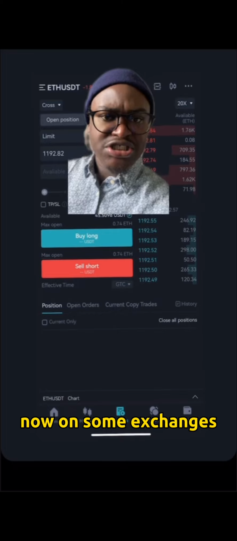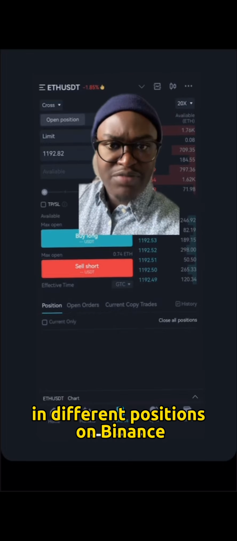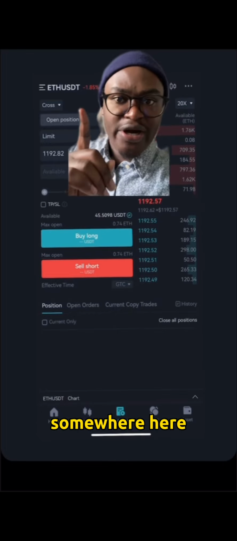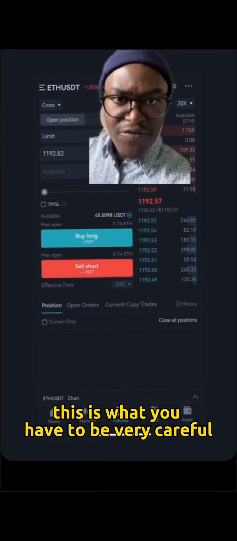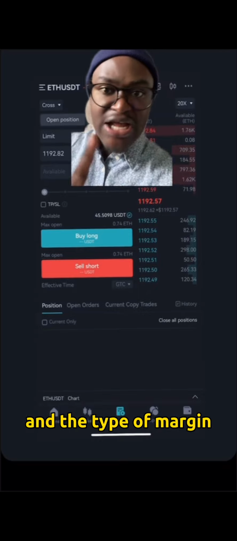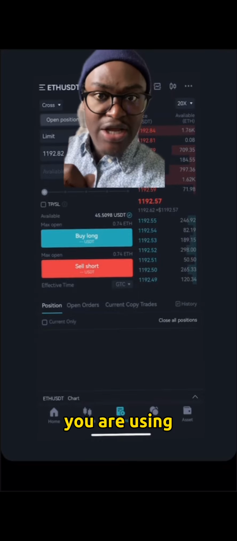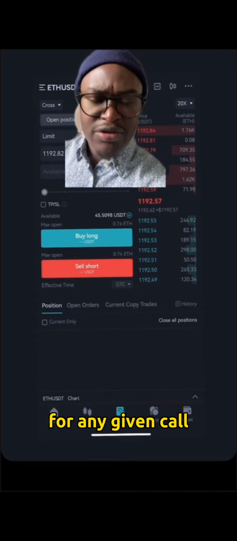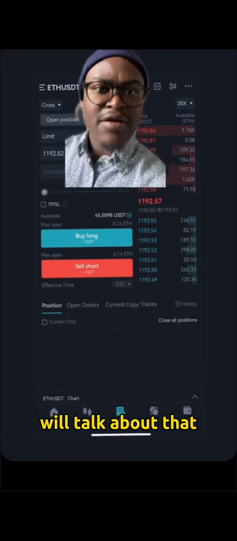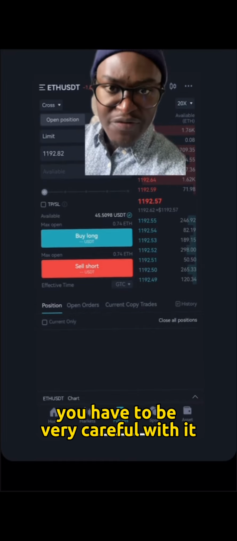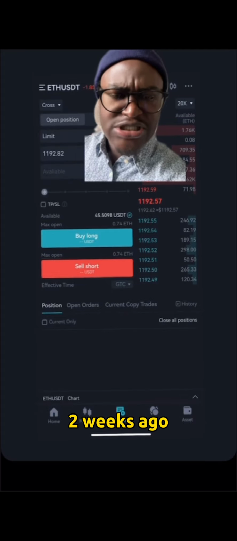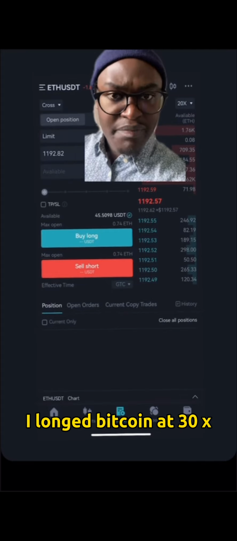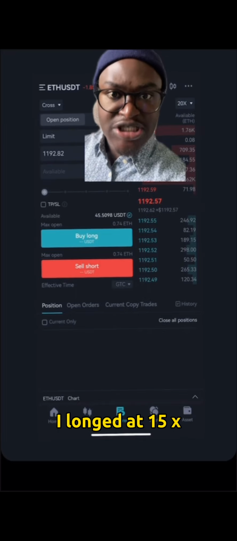Now, on some exchanges, you will see this in different positions. On Binance, you will see it somewhere here. But basically, this is what you have to be very careful about: leverage and the type of margin you are using for any given call. The stop loss and profits, we'll talk about that. But leverage, you have to be very careful with it. Some time ago, like I think that was like 2 weeks ago, I longed Bitcoin at 30x, thinking that I longed at 15x.